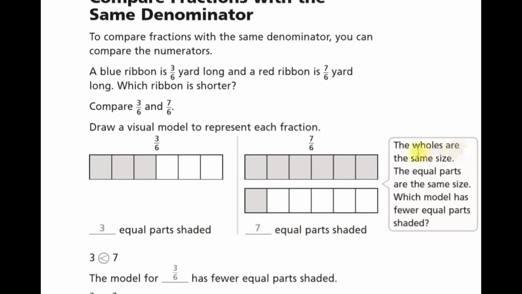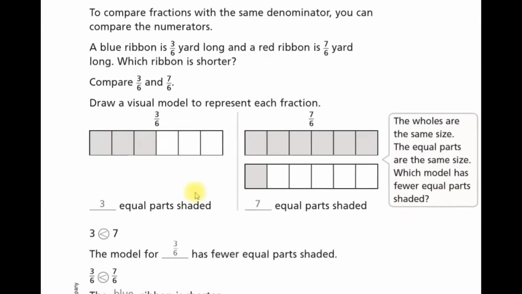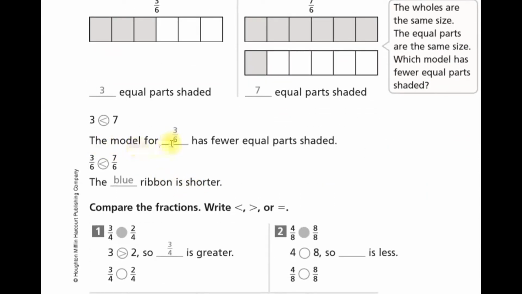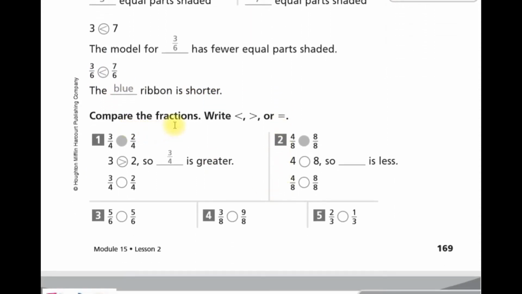The wholes are the same size. The equal parts are the same size. Which model has fewer equal parts shaded? The model for 3/6 has fewer equal parts shaded. 3/6 is less than 7/6. The blue ribbon is shorter. Compare the fractions. Write less than, greater than, or equal to.